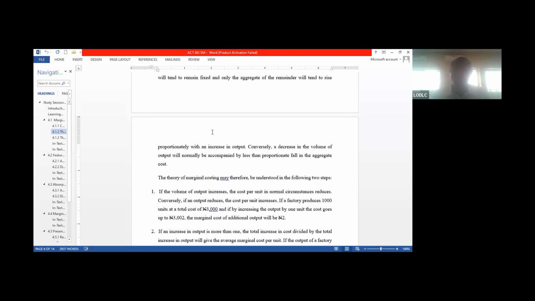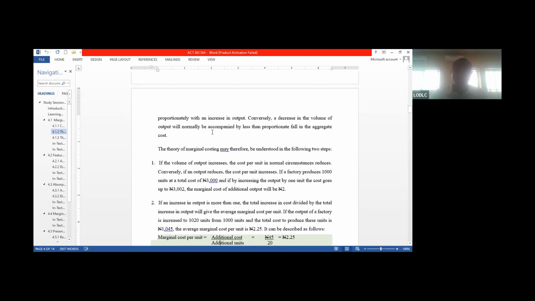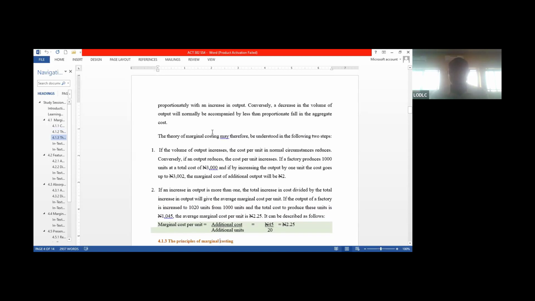If a factory produces 1,000 units at a total cost of 3,000, and by increasing the output by 1 unit, the cost goes up to 3,002. You can see that here, the output of 1,000 units gives a total of what? 3,000. By increasing the output by 1 unit, the cost also increases by what? By 2. So additional output will be increased by what? 2 naira. And if an increase in output is more than 1, the total increase in cost divided by the total increase in output will give the average marginal cost per unit.